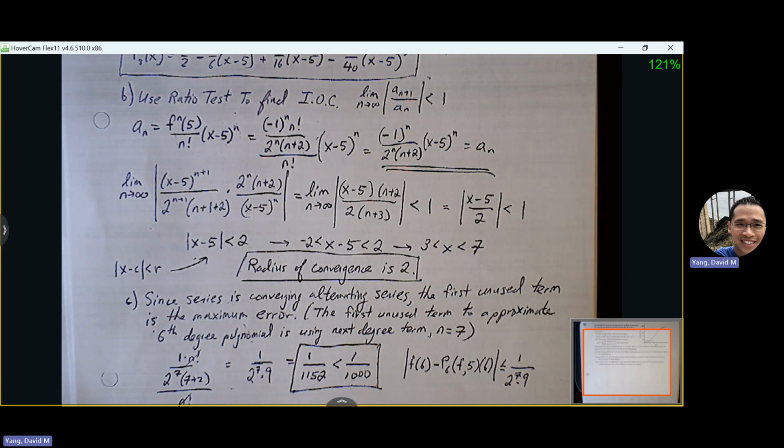And then for part C, if I want to find the approximation for my 6th degree Taylor polynomial, I just simply have to look at the 7th unused term, or 7th degree unused term. So use my rule, replace all the n with 7, and that value should be under 1 over 1,000.